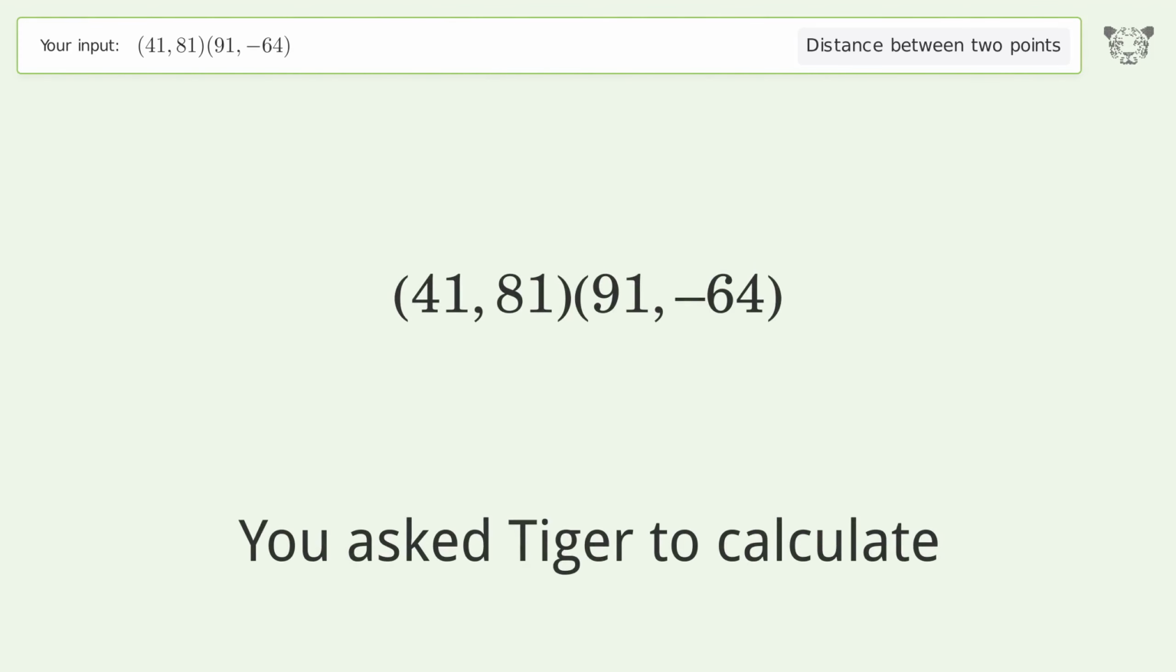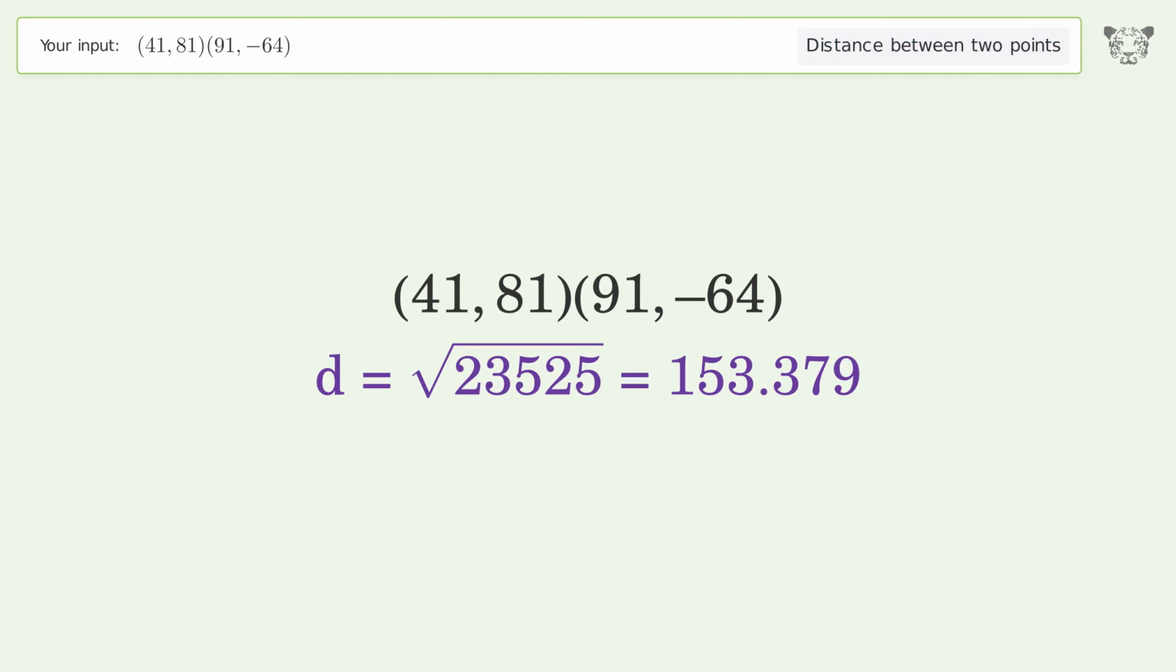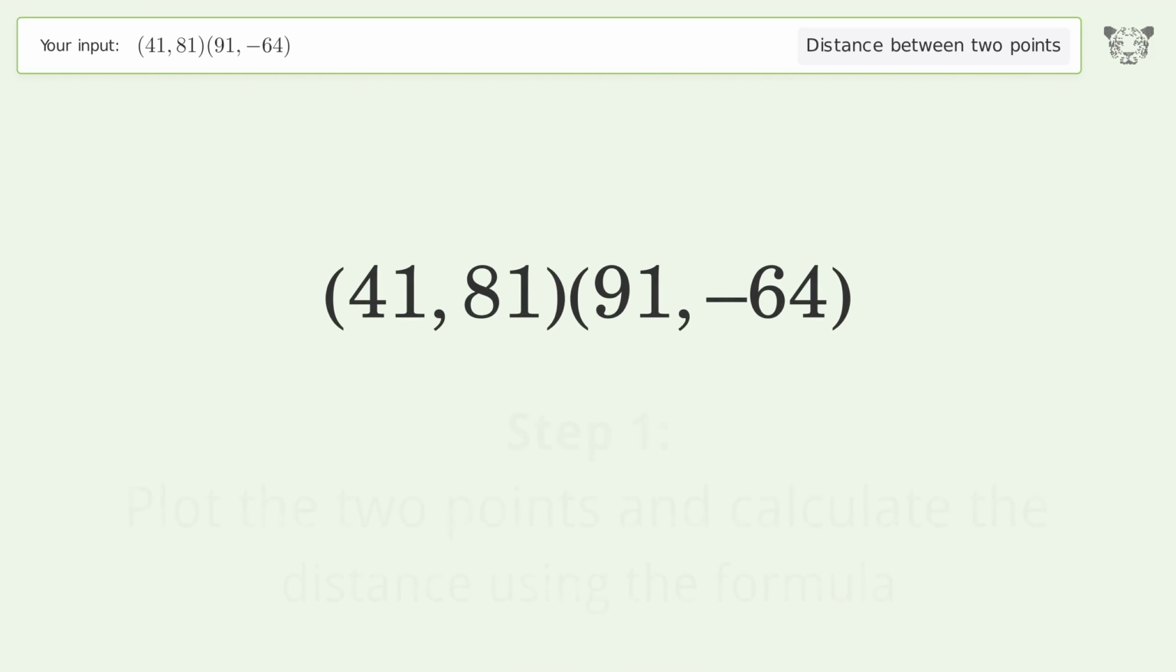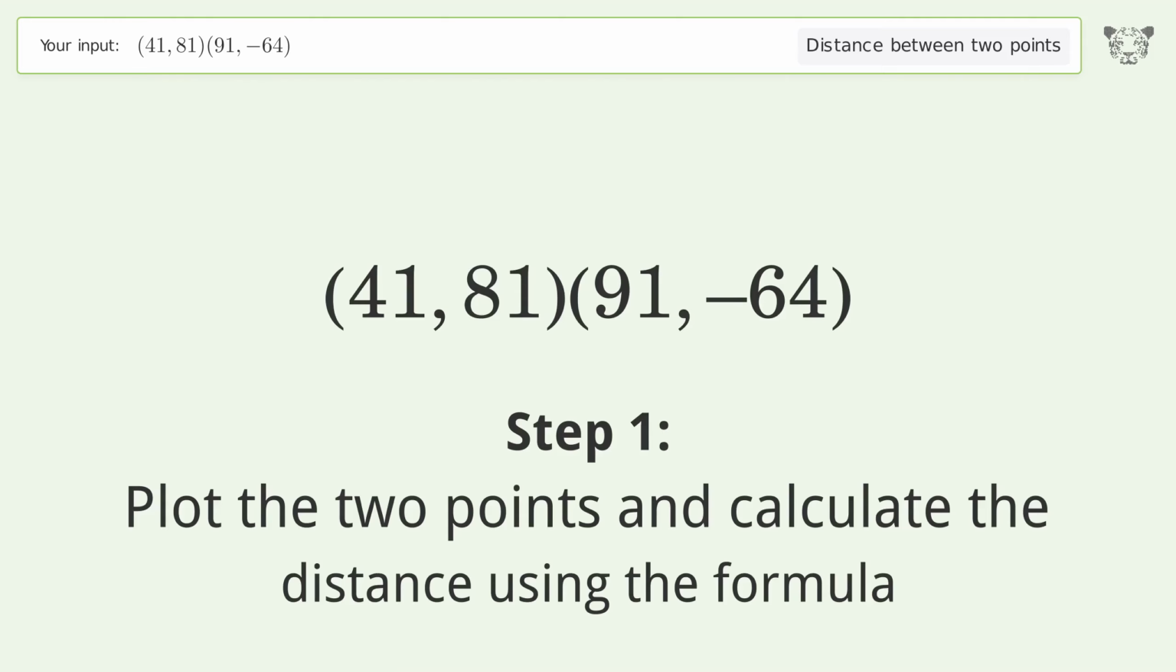You ask Tiger to calculate. This deals with the distance between 2 points. The distance between the 2 points is the square root of 23,525 or 153.379. Let's solve it step by step. Plot the 2 points and calculate the distance using the formula.